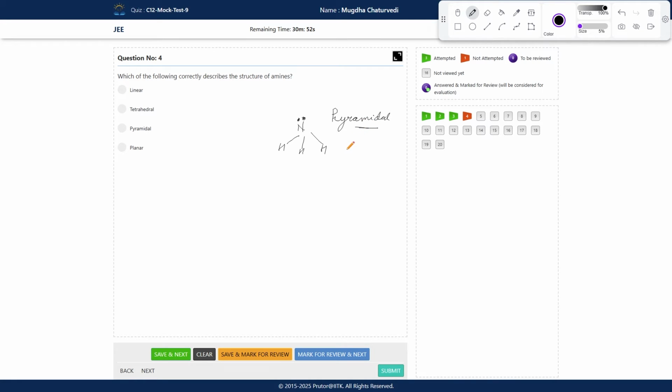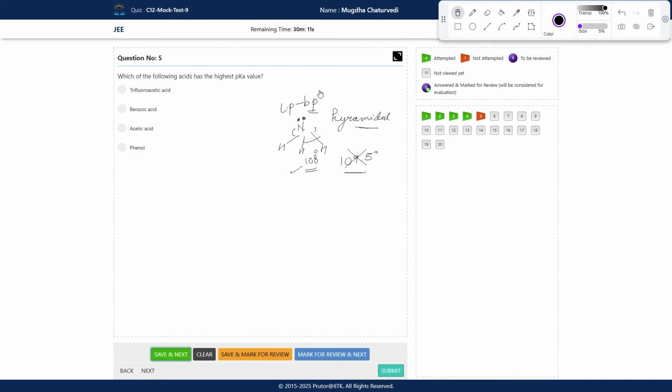If I talk about bond angle, usually the bond angle of tetrahedral is 109.5 degrees, but in the case of amines, this is not the bond angle. The bond angle is slightly less, which is around 108 degrees. This is because of lone pair and bond pair repulsion, so it slightly pushes the bond pairs inwards, and the bond angle is less than 109.5 degrees, so it is around 108 degrees. Okay, so the correct answer for this question is pyramidal.